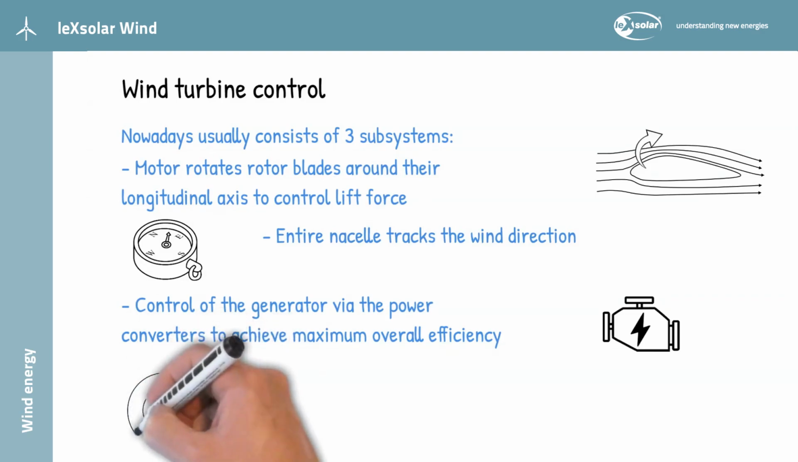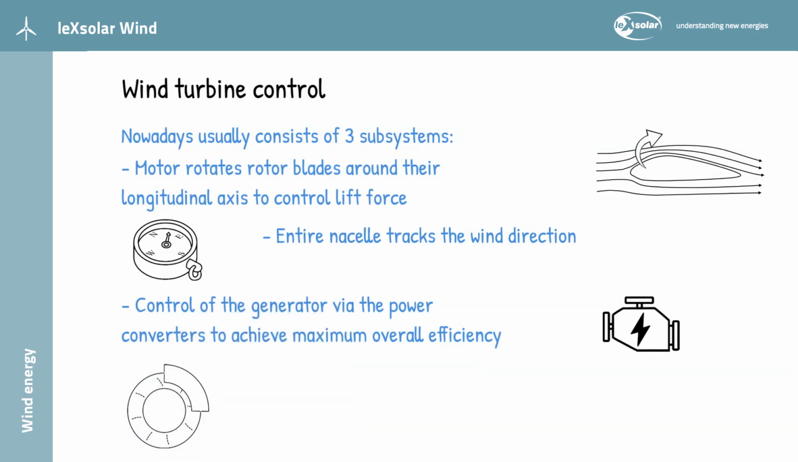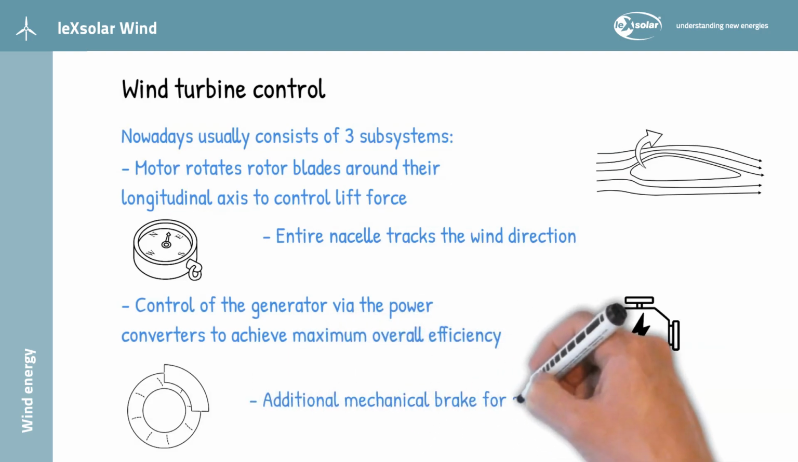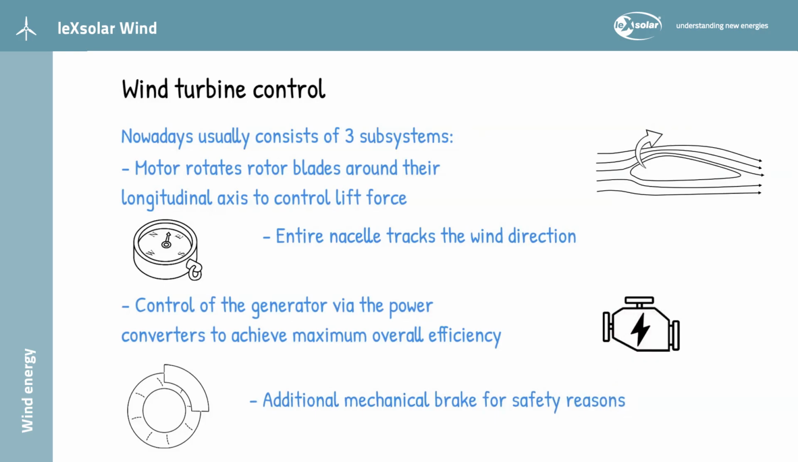In addition to these 3 subsystems, most wind turbines have a mechanical brake for safety reasons, which can additionally slow down the wind turbine in case of emergency, for example if the other systems are defective.